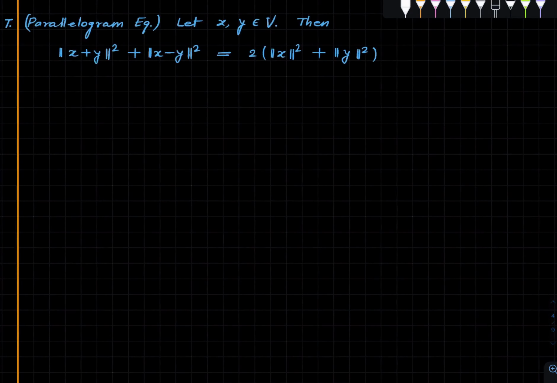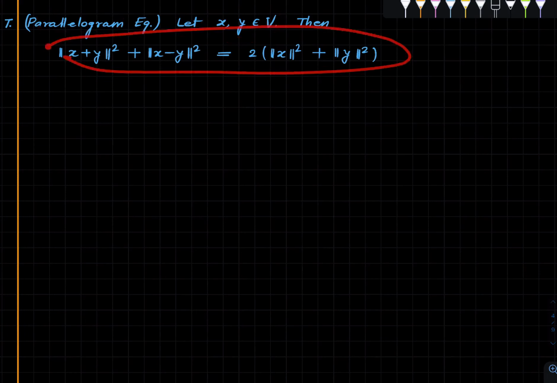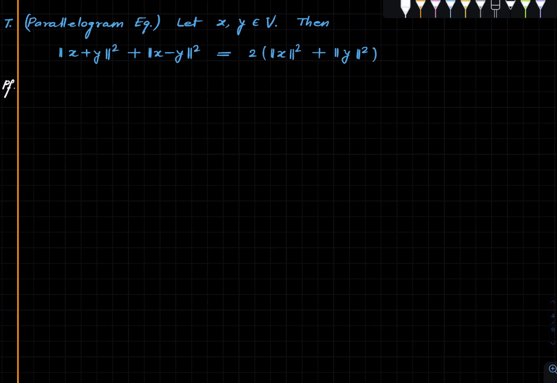This is called the parallelogram equality. So fix two vectors x and y in an inner product space V. Then we have this equality. And the proof is very simple. First, we have this.